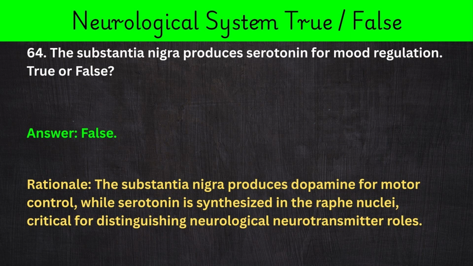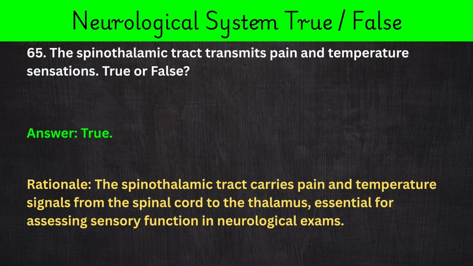64. The substantia nigra produces serotonin for mood regulation. True or false? Answer: false. Rationale: the substantia nigra produces dopamine for motor control, while serotonin is synthesized in the raphe nuclei, critical for distinguishing neurological neurotransmitter roles.